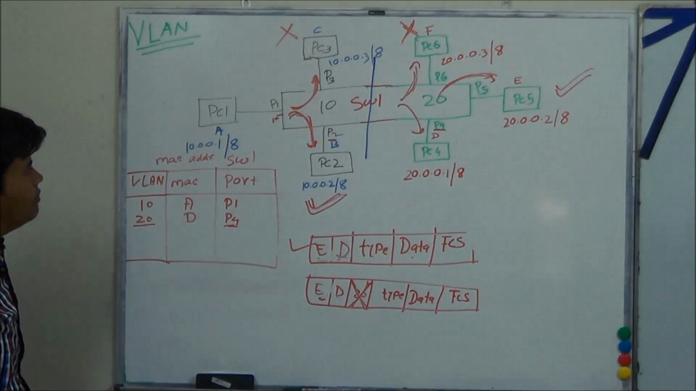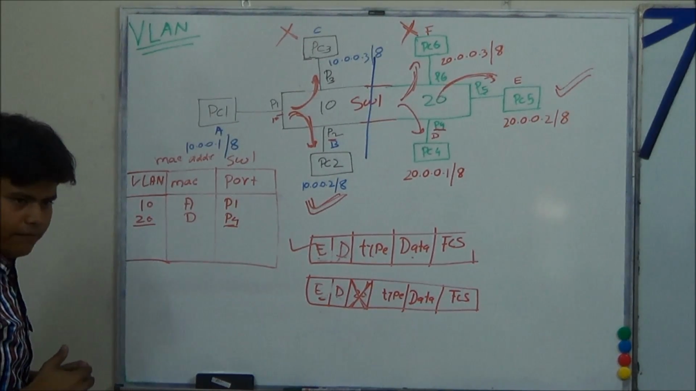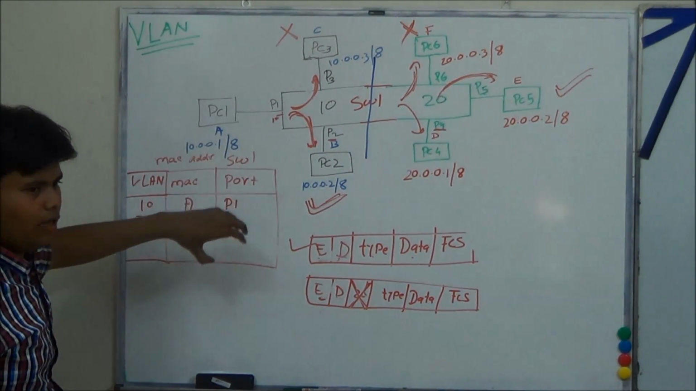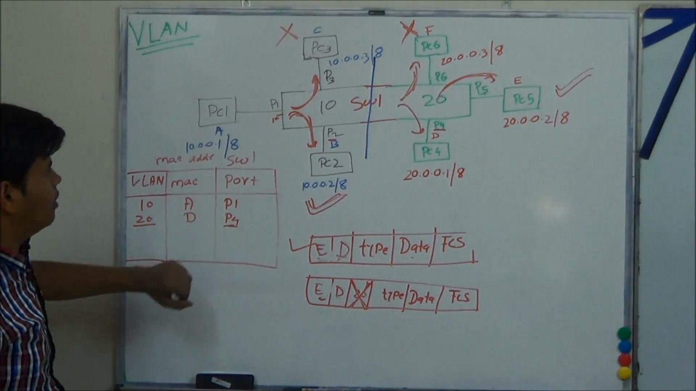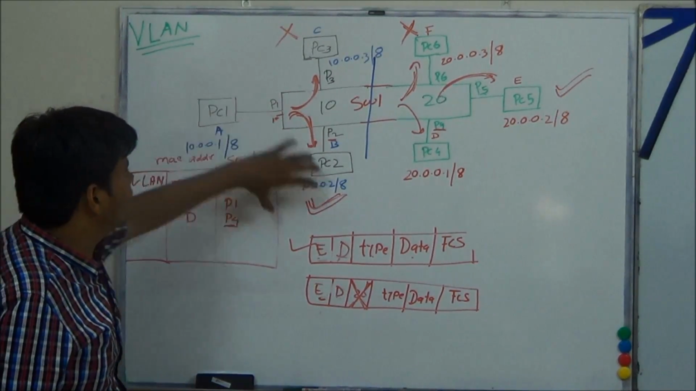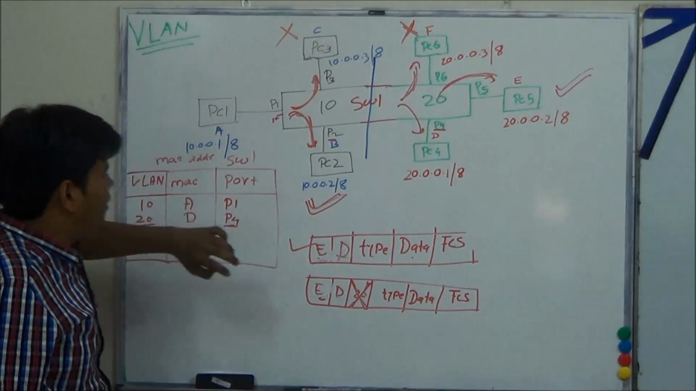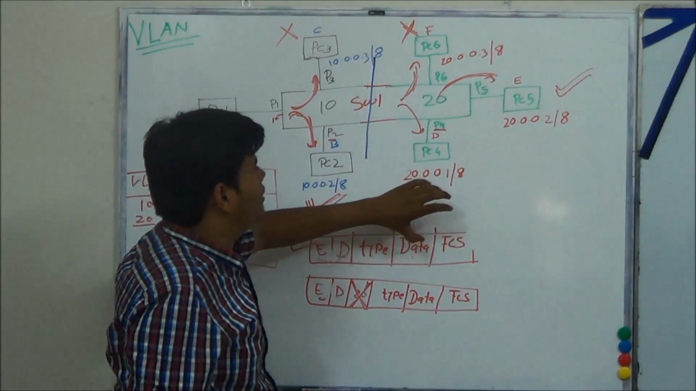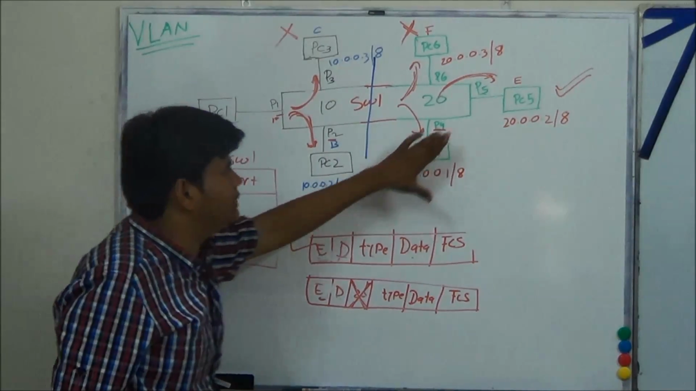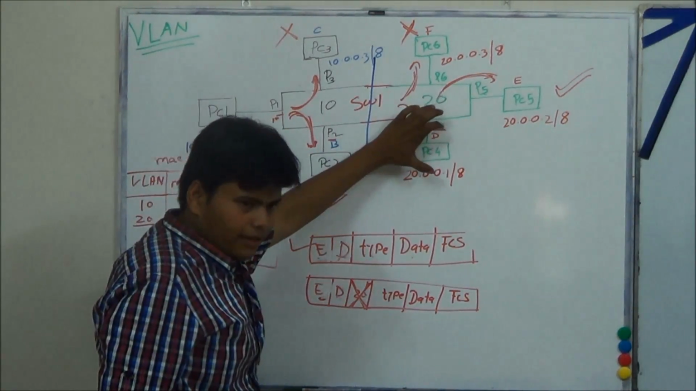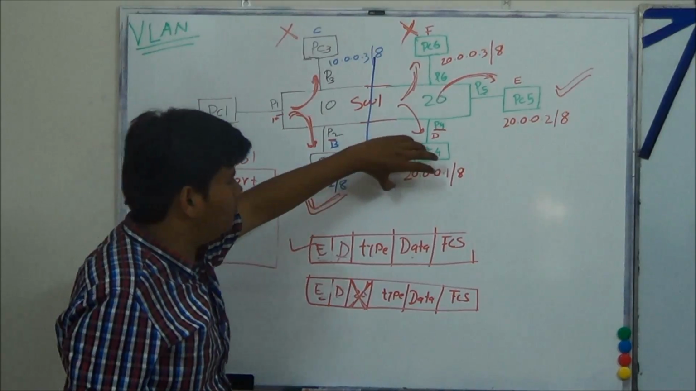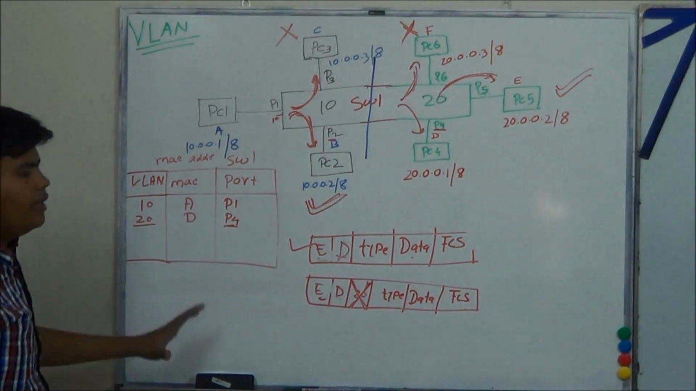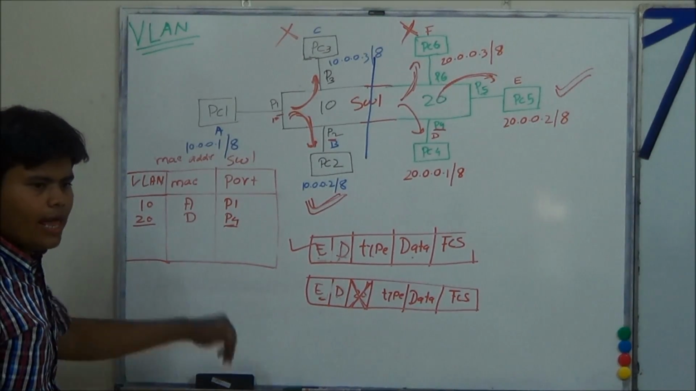In this way, the communication within each VLAN has been established. Communication between PC1 and PC2 is in VLAN 10, and the flooding message does not go to the other VLAN. Communication between PC4 and PC5 is only in VLAN 20, and the flooding message does not go to VLAN 10. This is only achieved by the virtual LAN, VLAN.